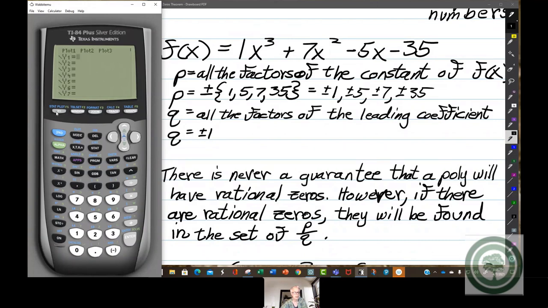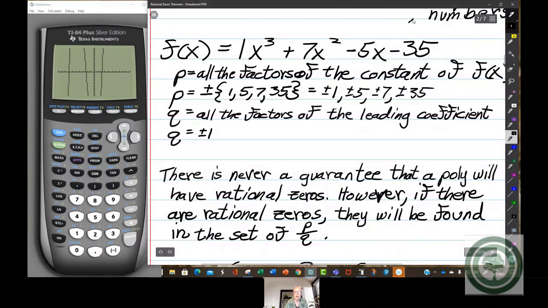So let's do that. Go to y equals, we'll have x caret 3 plus 7x squared minus 5x minus 35. Now this is a positive cubic, so its end behavior is up on the right and down on the left. And so we have this coming from down here, up, turning around, coming down, turning around, going up forever. And these are where the graph crosses the x-axis.